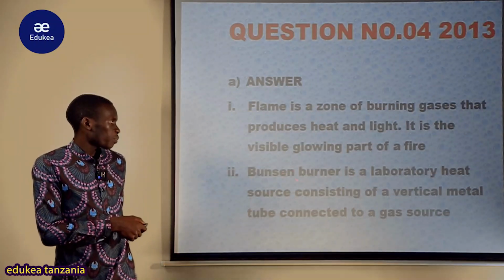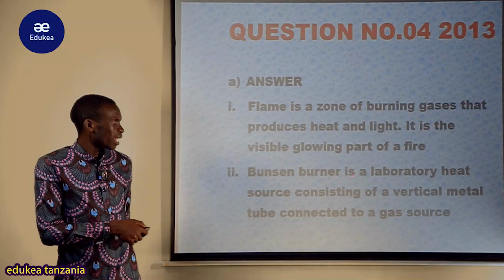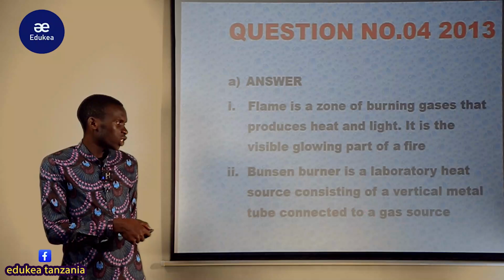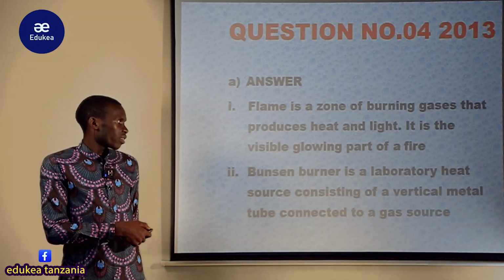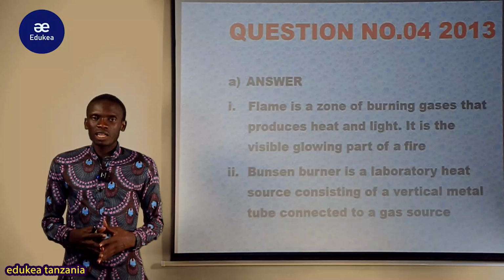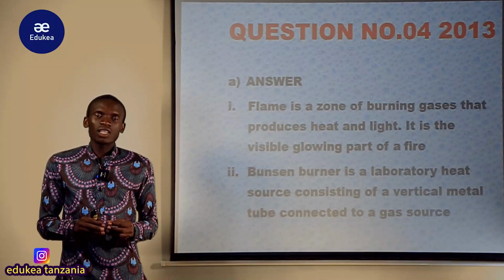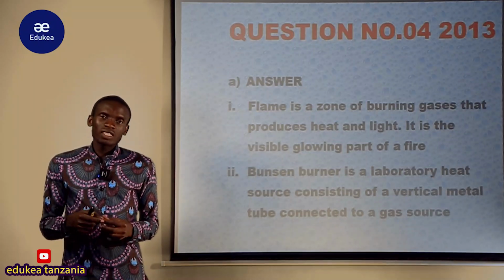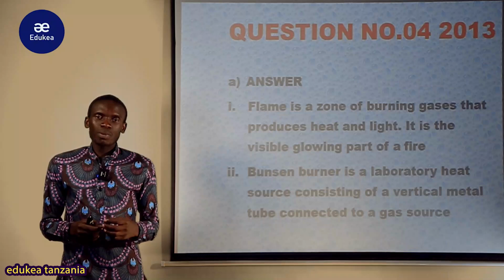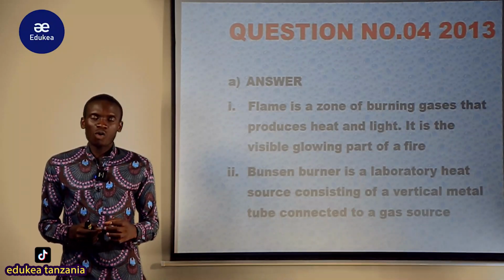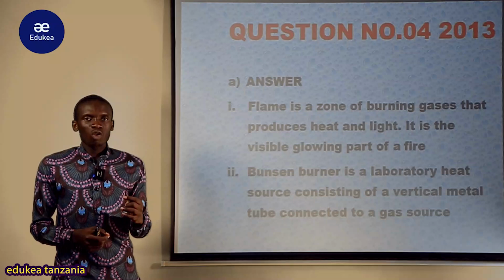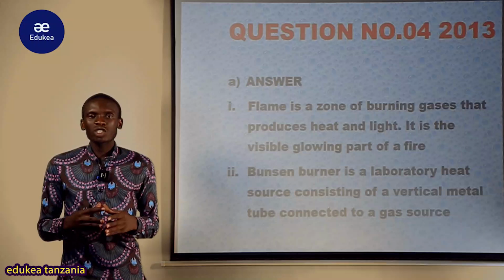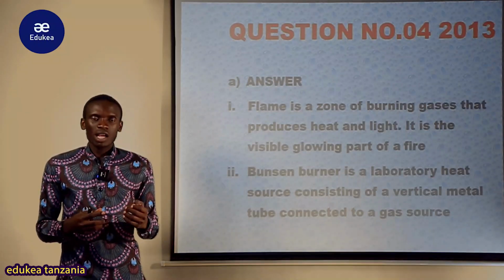Also about Bunsen burner, we say a Bunsen burner is a laboratory heat source consisting of a vertical metal tube connected to a gas source. So Bunsen burner is among the sources of heat in the laboratory. It is like a metal cylinder ambayo inakuwa connected kwenye gas supply, ambayo ile gas supply inapotoka pale ukiongeza heat inawaka, kwamba unatumia hii Bunsen burner katika kufanya heating. Kuna experiment mbalimbali ambazo zinahitaji heat, kwa tunatumia sana Bunsen burner.